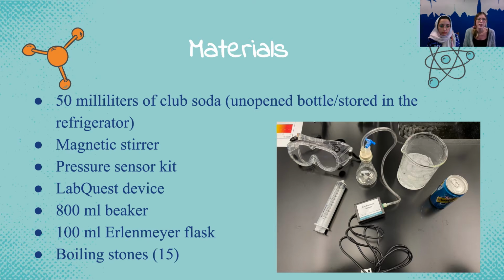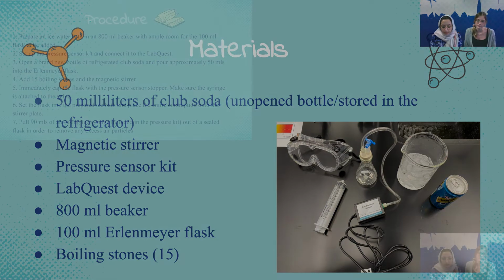You're going to need a magnetic stirrer, which is a plate that connects to a little magnet, and the magnet goes into your flask and it will stir the solution as you turn it on. You need a pressure sensor that connects and measures the pressure changes, which reports on your LabQuest device. You need a larger beaker, you need a smaller Erlenmeyer flask, and you need approximately 15 boiling stones.